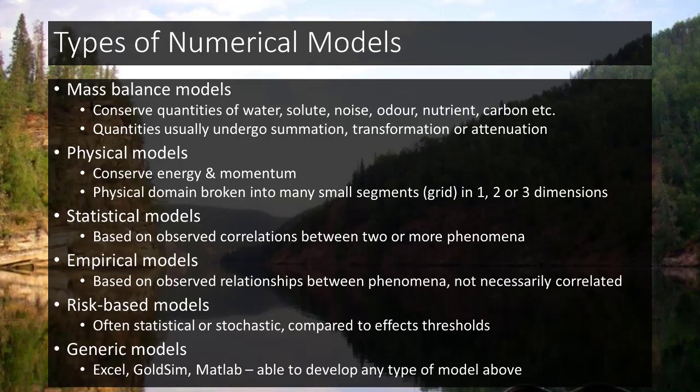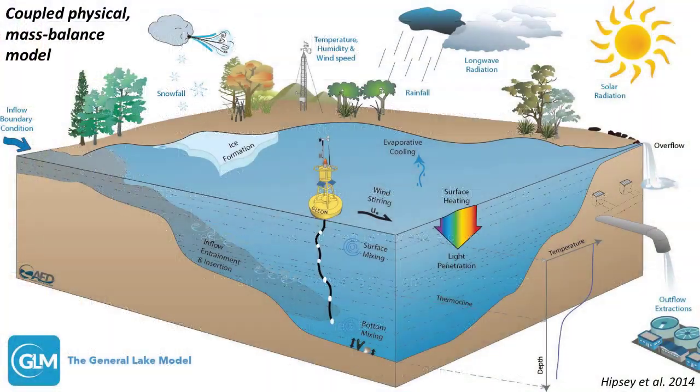And then we have generic models. So GoldSim is a generic model. You can model economic forecasts, the spread of disease, flow of water, anything you want. Excel and MATLAB are the same because they're just platforms. You have to enter everything. You have to enter the algorithms. You have to enter everything about it. But they're set up in ways to help you do that. I'll give a few examples here.